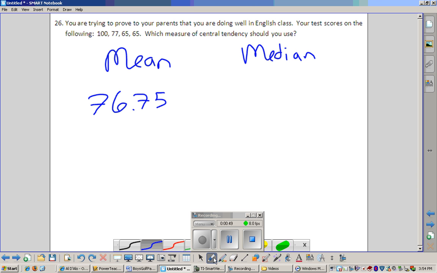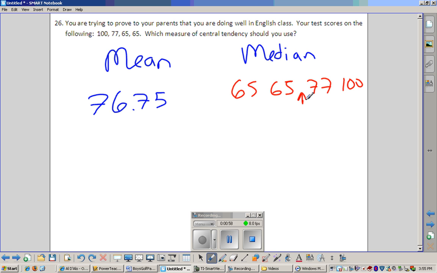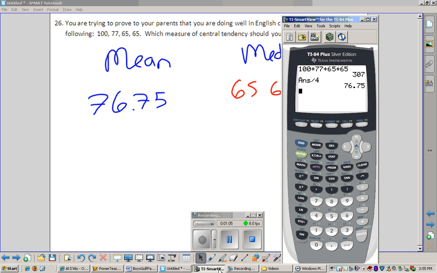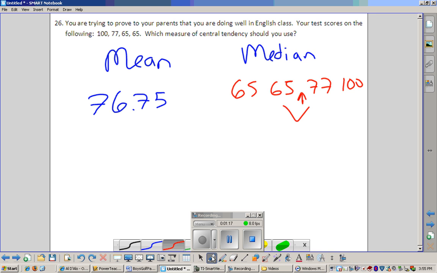Okay, the median is when you line up all the scores in order from smallest to largest: 65, 65, 77, and 100. You find the middle score. Now there is no middle score because there's 4 of them. So you're going to have to average the middle 2 scores to get the median. And so we would do 65 plus 77, right? And divide by 2. It's 71. Okay, so the median is about 71 point something.